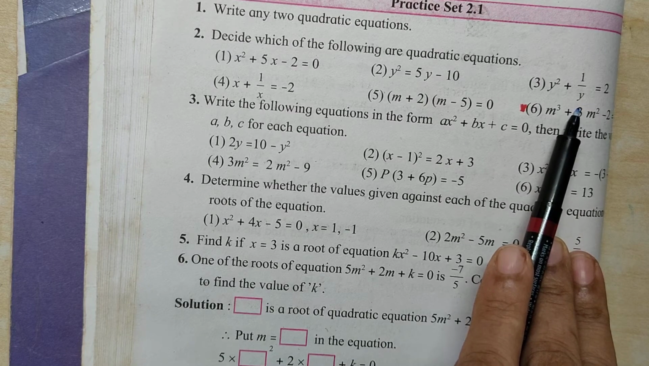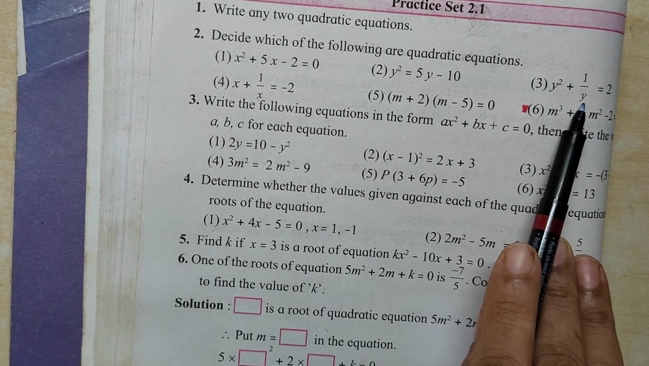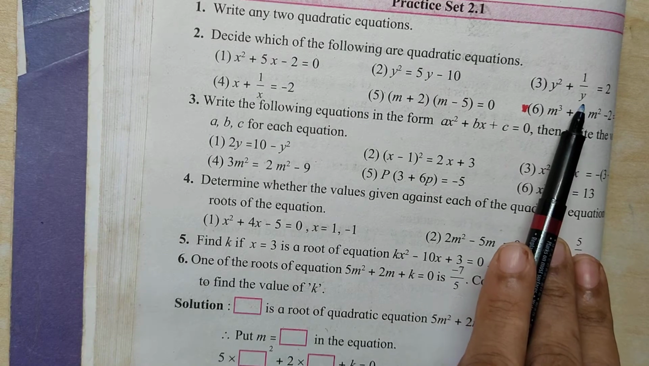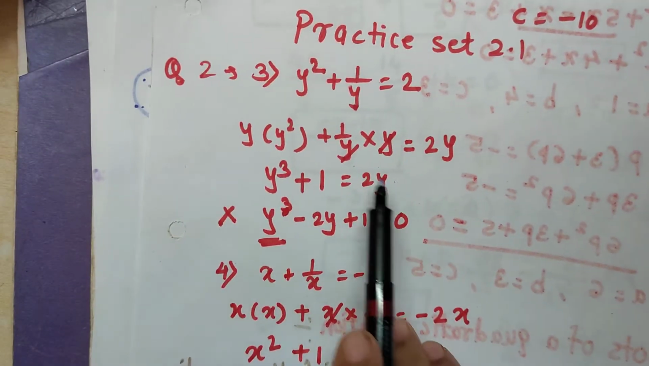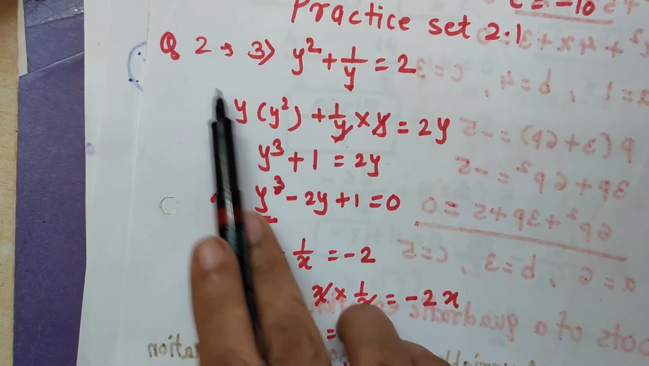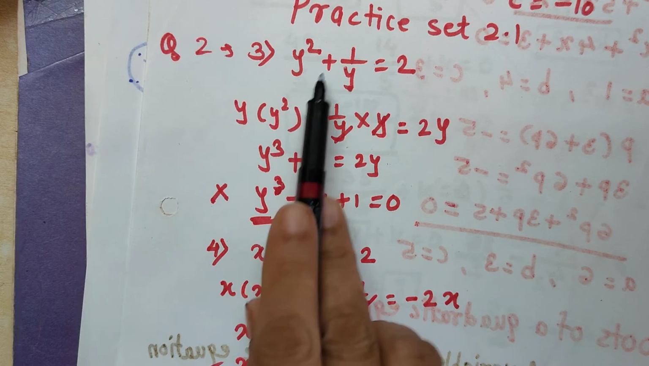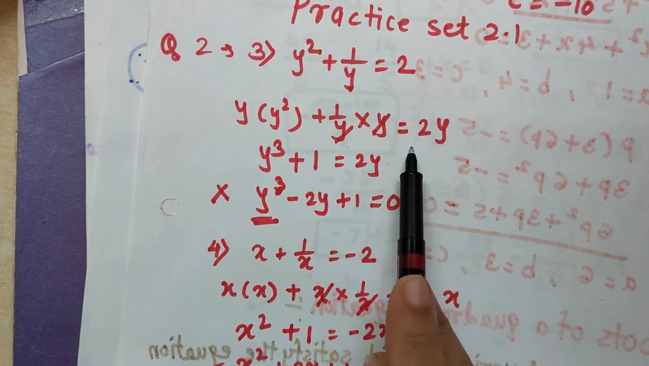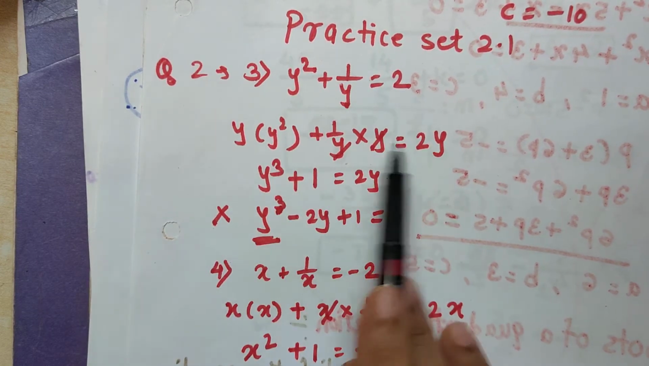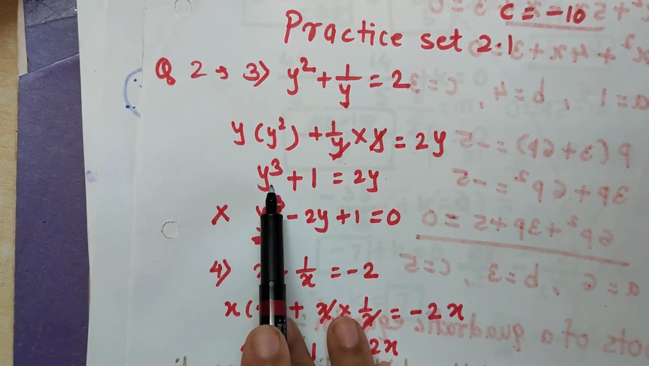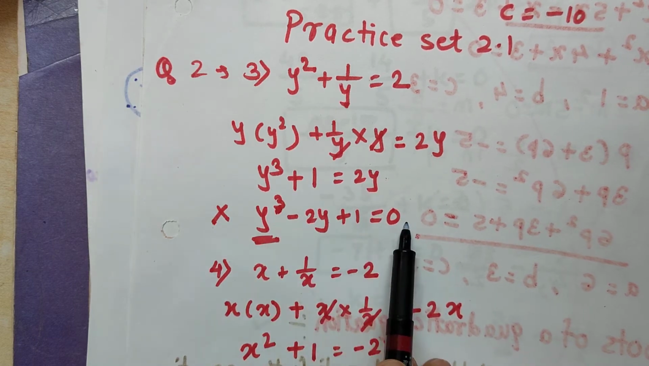Therefore, we have to do some work, some mathematical operation. See here, y square plus 1 upon y is equal to 2. We will put y as denominator: y into y square plus 1 upon y into y is equal to 2y. Multiplying both sides of the equation by y, we get y cube plus 1 is equal to 2y. Then y cube minus 2y plus 1 is equal to 0.